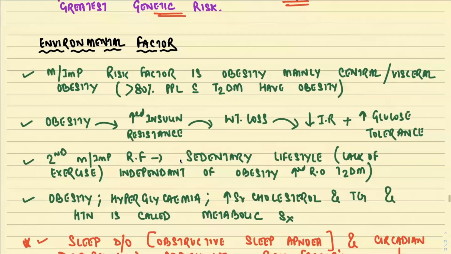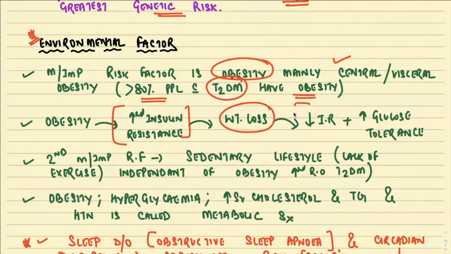Coming to the environmental risk factors, which become very important in type 2 diabetes mellitus, the most important risk factor is obesity. Mainly which kind of obesity? Central or visceral obesity. We say this because 80% of people with type 2 diabetes mellitus have obesity. Now, obesity leads to increased insulin resistance. So if such obese individuals undergo weight loss, it was seen that the insulin resistance came down and glucose tolerance increased.